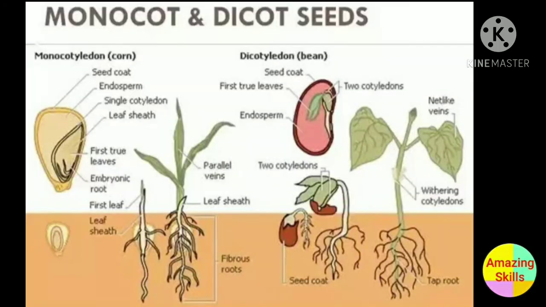Children, we all know there are two types of seeds, monocot seeds and dicot seeds. Monocot is a single seed, dicot is a double seed, that is, two cotyledons are available. Children, one more important point: a single seed, that is monocot, gives a fibrous root plant, and a double seed, that is dicot, gives a tap rooted plant.